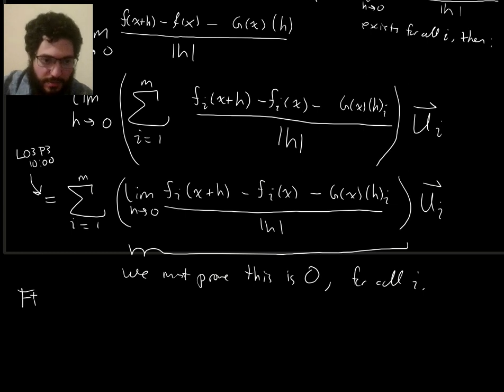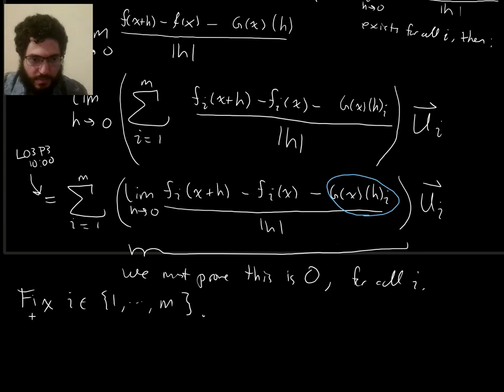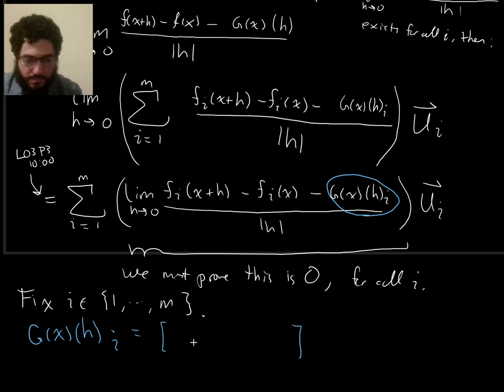So let's fix one of our i's. 1 through m is the possible range of i's. And then let's examine what this is here: g of x of h, and then the ith component. So g of x of h is g of x of, and then let me write h by expanding it out, by writing it as a linear combination of the basis vectors.